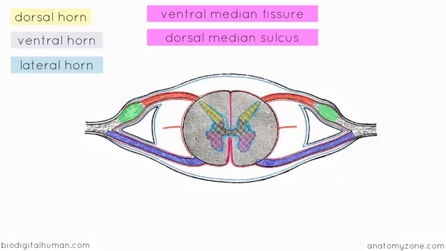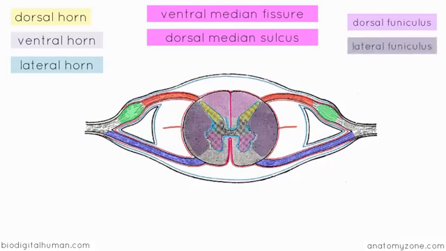So the white matter which lies outside the grey matter can be broken into three regions in relation to these fissures and sulci and the horns of the grey matter. So between the dorsal median sulcus and the dorsal horn, you've got the dorsal funiculus. And then between the dorsal horn and the ventral horn, you've got the lateral funiculus. And then ventrally, you've got the ventral funiculus between the ventral median fissure and the ventral root.